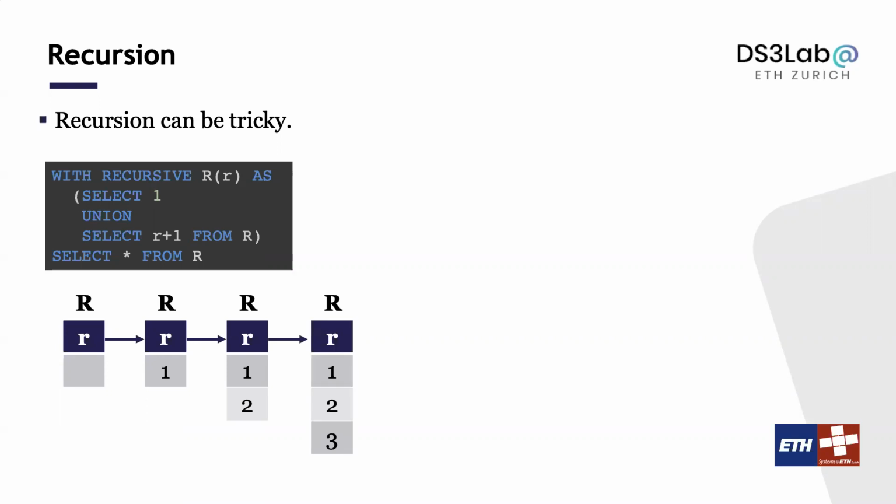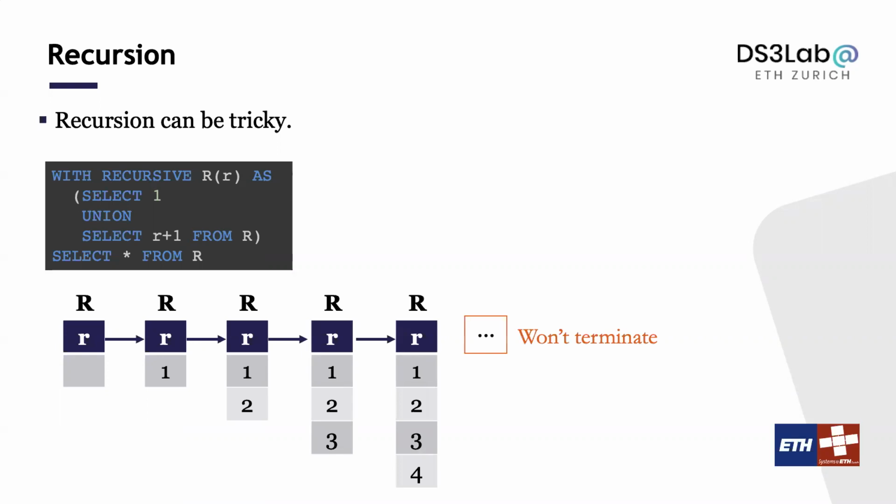And then you keep doing this, right? So the fourth step is going to give you three tuples, 1, 2, 3. You keep doing this, and this gets interesting because this process will never stop, right? So essentially, after doing this, the system will actually throw an error after a certain amount of time because it simply times out. It simply spent too much time on this.